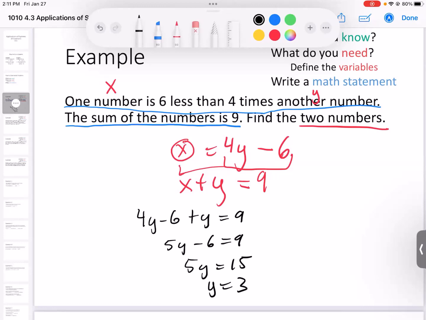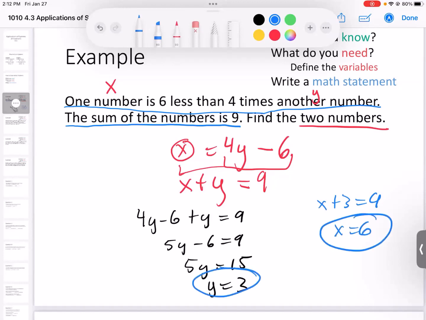And then once I have that number, I can choose whichever equation I think is easiest to figure out what x is. And I think the second one is, so I'm going to say x plus 3 equals 9, which means x equals 6. And so these are the two numbers that I was asked to find in this word problem. Do you guys have any questions on that? Okay.